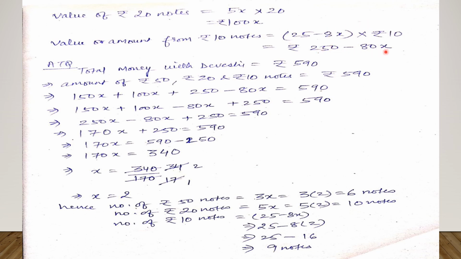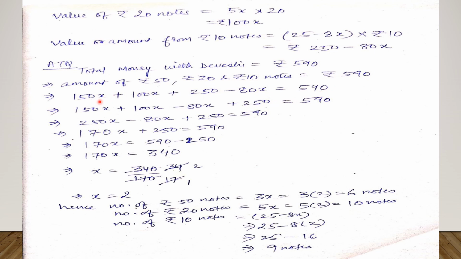Now we have got the value of 3 currency notes. Just add these values and put equal to 590 and you have got your equation. So according to the question, ATQ, total money with Deveshi is 590, which is the amount of 50 rupee notes, 20 rupee notes, and 10 rupee notes. That is 150x plus 100x plus 250 minus 80x equal to 590. This is the equation we have found.